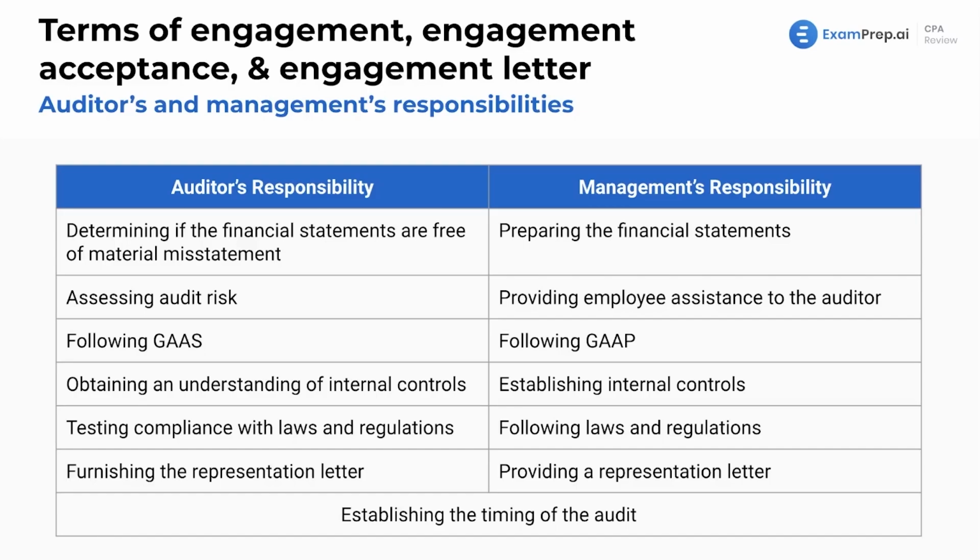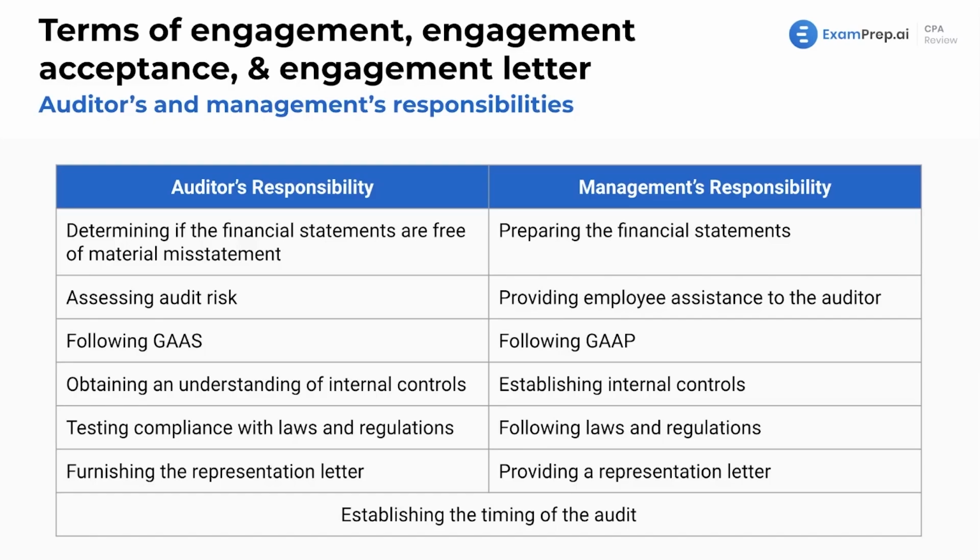While the auditor has to test compliance with laws and regulations, management is the one that actually has to follow those laws and regulations. Lastly, the auditor furnishes the representation letter, and management provides that representation letter. Now, that representation letter is generally going to be drafted up by the auditor and then just signed by management, and it's pretty standard. I've got examples in the management's responsibility section, but it says we're in charge of preparing financial statements, and it just outlines everything that we're going over here.